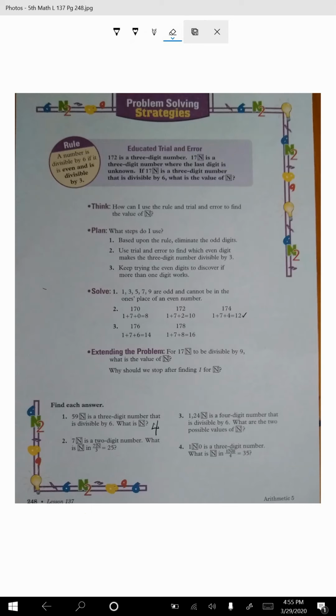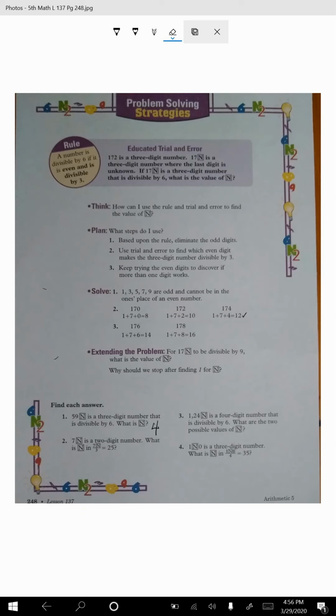All right, for number 2, 7n is a 2-digit number. What is the n? Okay, in 7n over 3. So it doesn't mean 7 times n. Don't let that confuse you. Had it been like this, remember, we would have had a whole different thing, an algebra problem. But it's not that. That n has to be something in a 2-digit form. So it's 70 something.